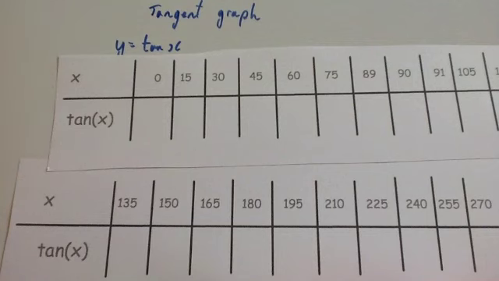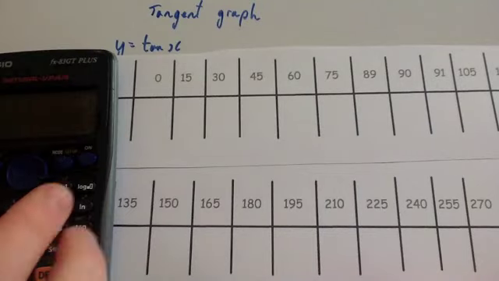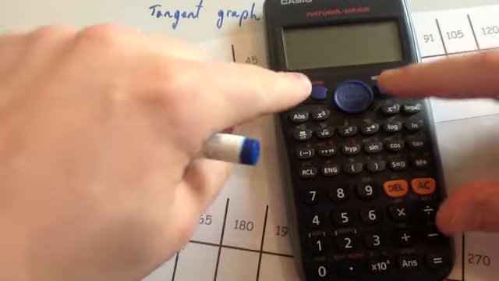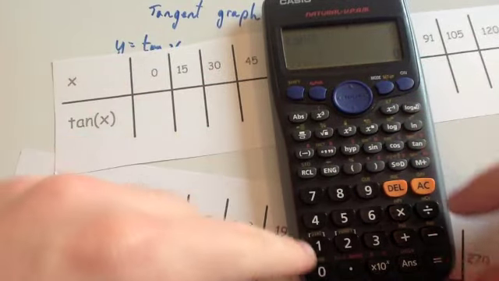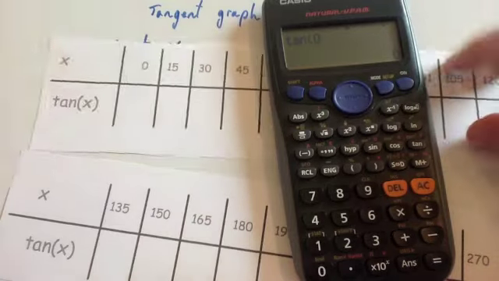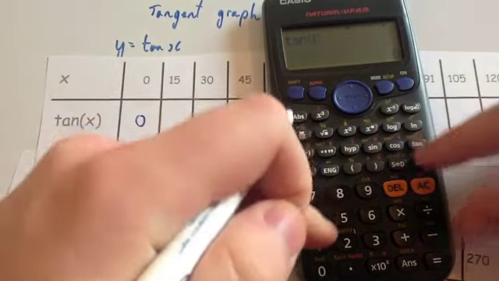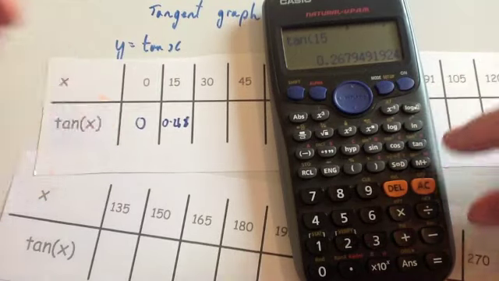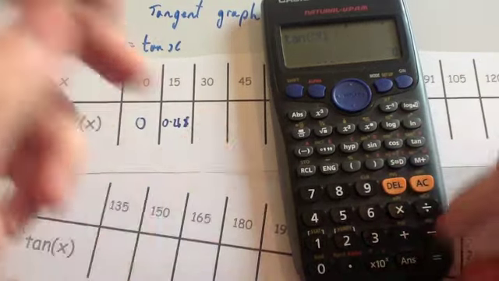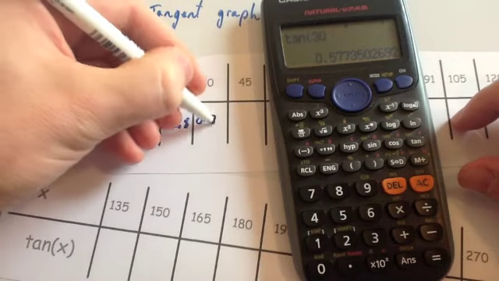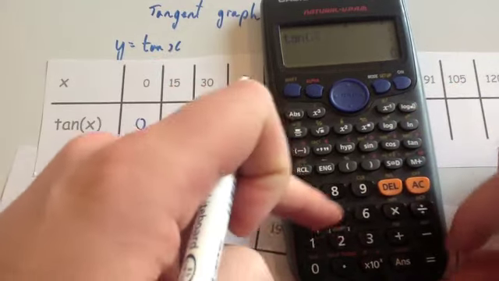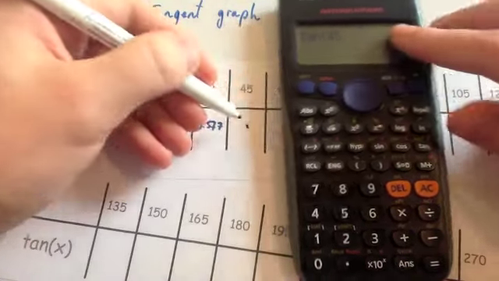Okay, so I'm just going to find out these answers now. So get your calculator. Let's start off by doing tan of 0, which is equal to 0. The tan of 15 is equal to 0.268. The tan of 30 is equal to 0.577. The tan of 45 equals 1.